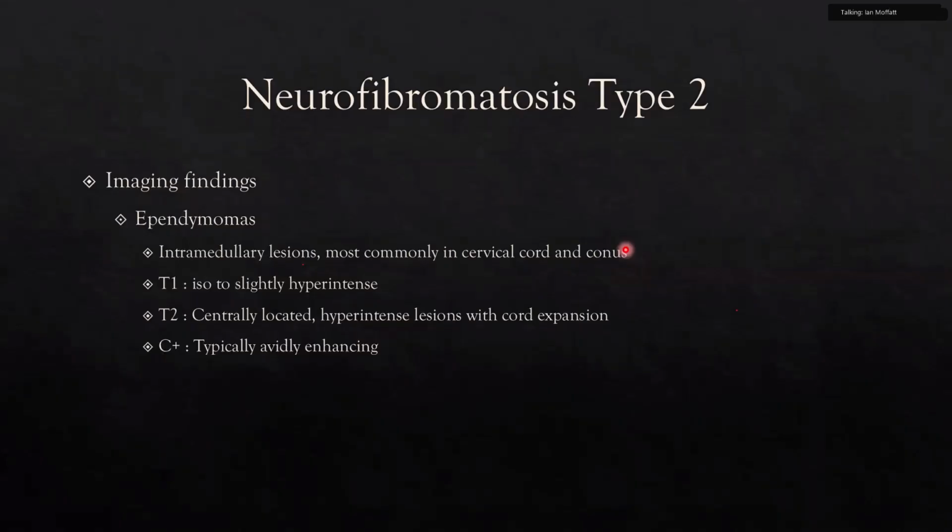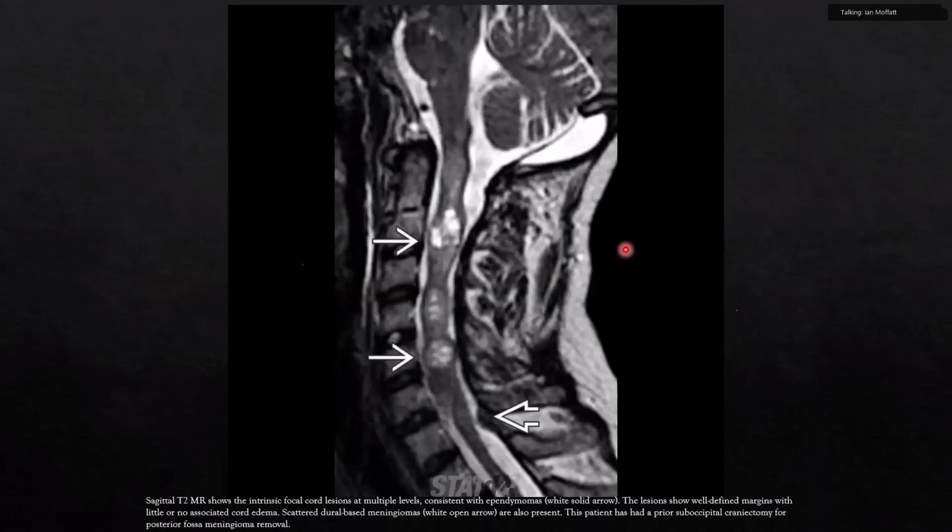Ependymomas, they're the least common, but again, high association in NF2. Intramedullary lesions, most commonly in the cervical cord and at the conus. They're T1 iso to slightly hyperintense, and on T2, they're centrally located hyperintense lesions with cord expansion. They typically enhance avidly on post-gadolinium images.